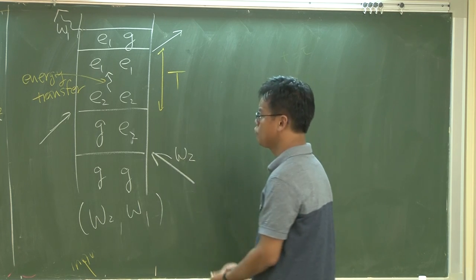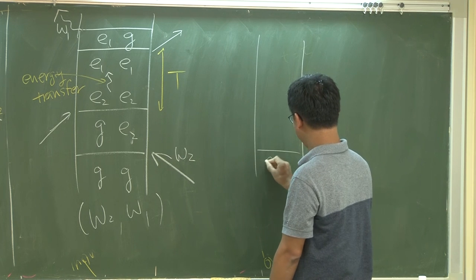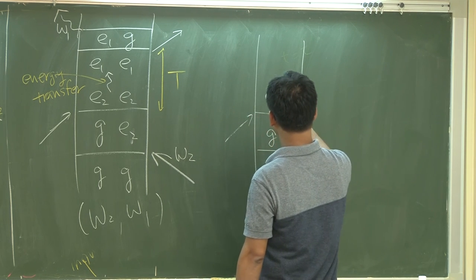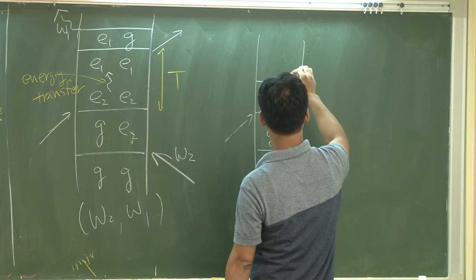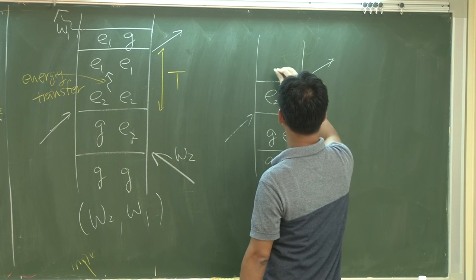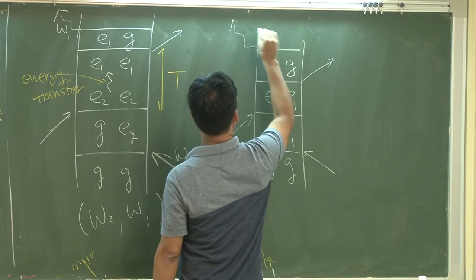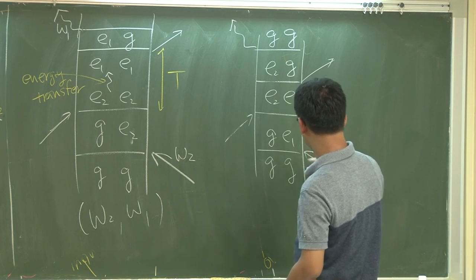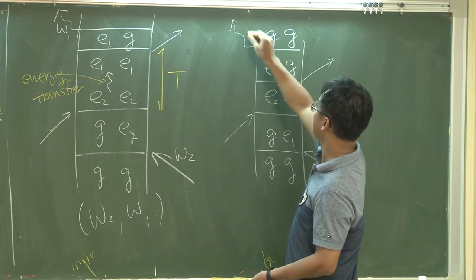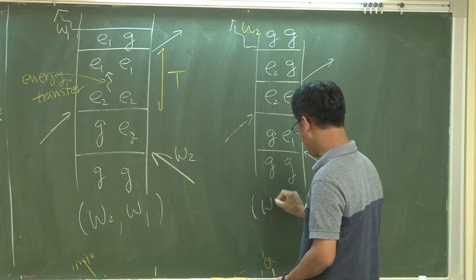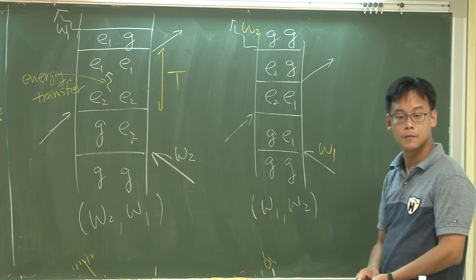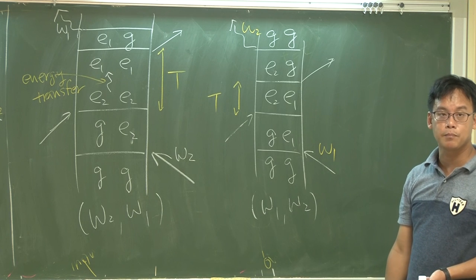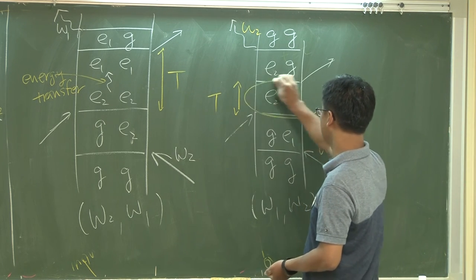There are other tricky things in 2D. For example, this diagram, GG, GE1, E2, this diagram now excites at omega 1, emits at omega 2, so it's an off-diagonal peak showing up at omega 1 and omega 2. But now at the population time period T, the system is not prepared in a population state, but in a coherent state.